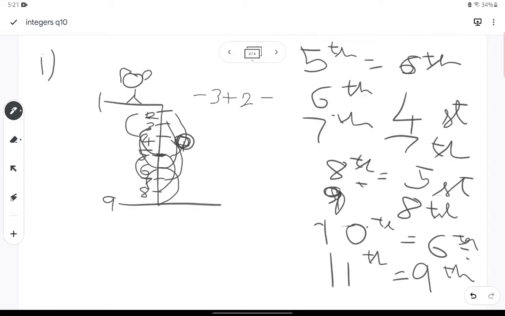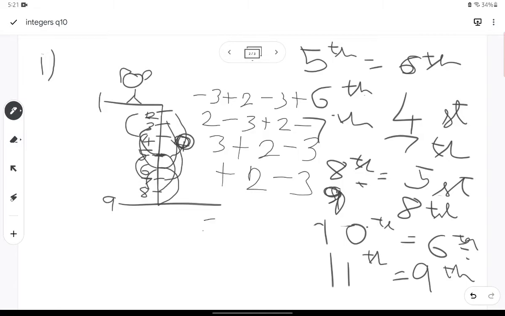1, 2, 3, 4, 5, 6, 7, 8, 9, 10, 11. So the answer we get is minus 18. You can also try it by yourself, and minus 18 plus 10. So the answer we get is minus 8. So the monkey has gone down 8 steps to drink water.